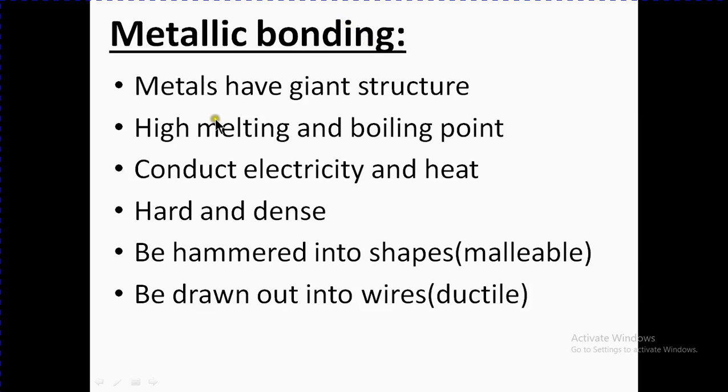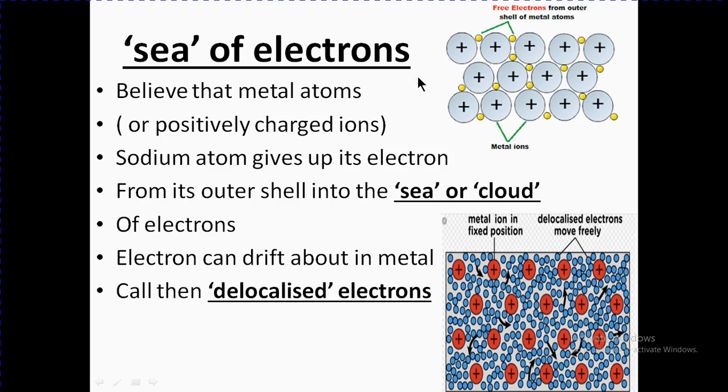Metallic bonding. Metals have giant structures, high melting and boiling points, conduct electricity and heat, and are hard and dense. These are the properties of the metals. They can be hammered into shape, malleable, and be drawn into wires, ductile. So you can change their shapes by hammering on them, and if you want to draw them into wires, they can do this.